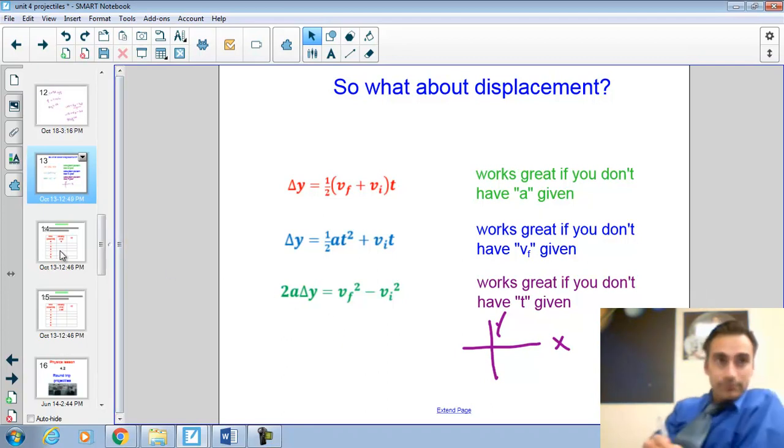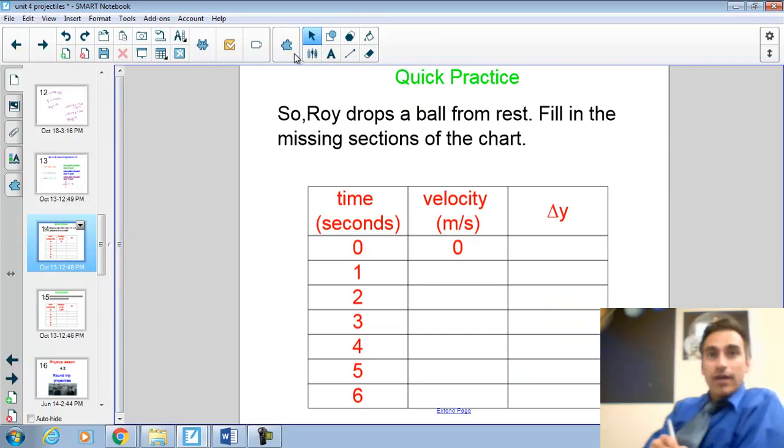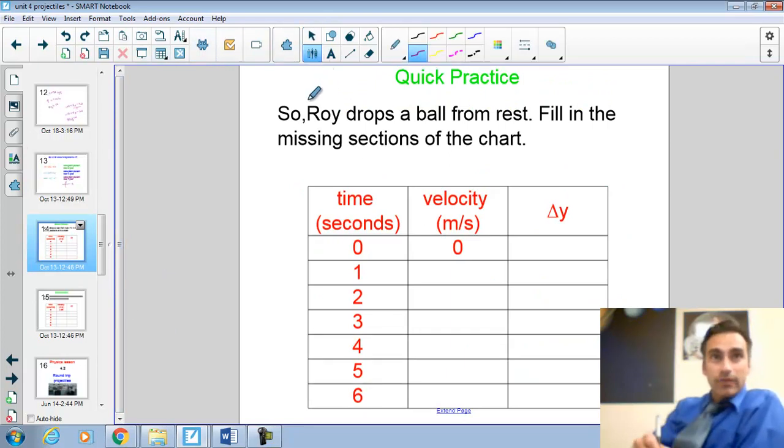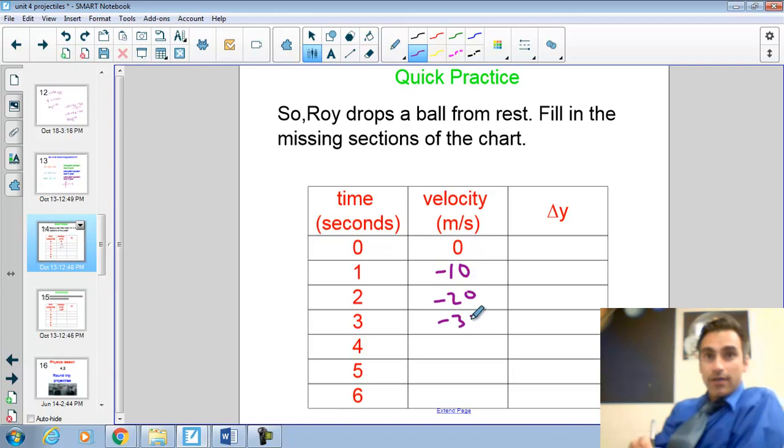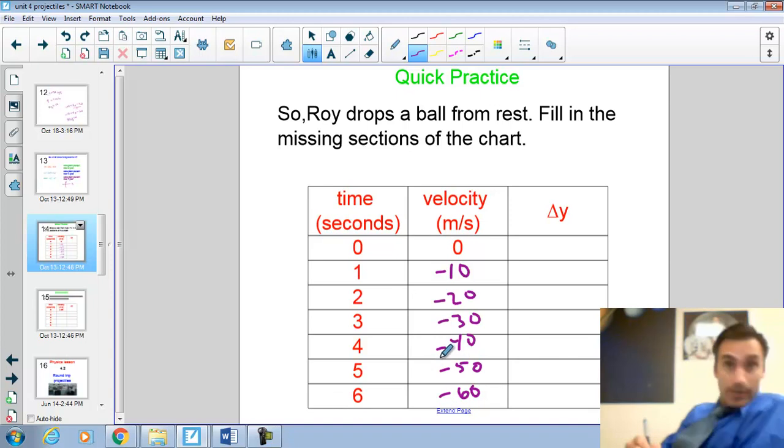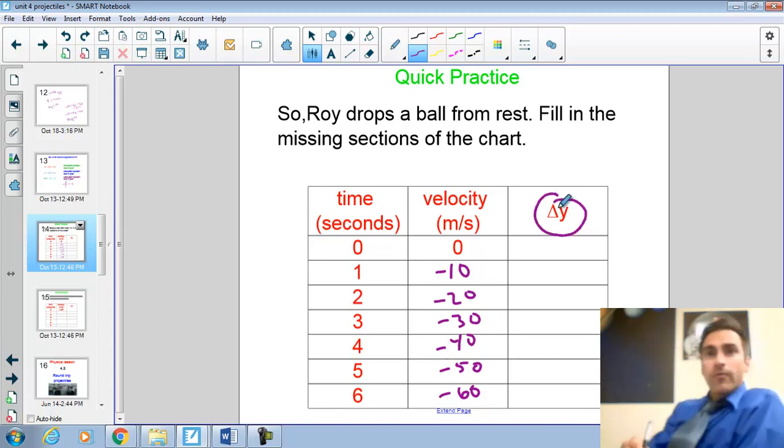All right, so let's do one practice problem here. This is the same problem that we had to start with. So we know our velocities. Those are previously put in there. Negative 20, negative 30, negative 40, negative 50, negative 60. So if you're wondering how I got those numbers, just rewind a little bit. That was the first quick practice that we had. Now we need to solve for delta y.